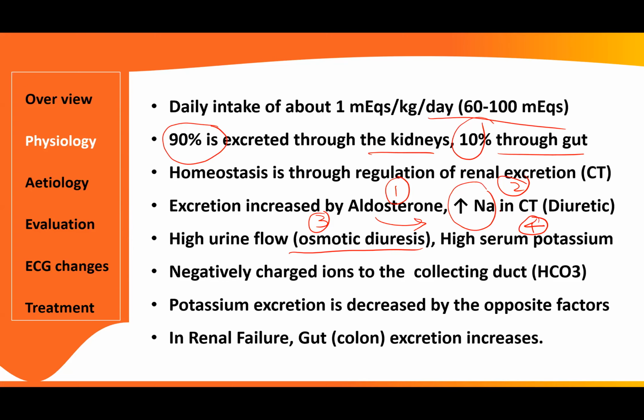Another thing is, if there are more negatively charged anions in the collecting duct, HCO3 is an important substance to keep the acid-base balance. The body tries to absorb the HCO3. In exchange, potassium is sent out. So when there is more HCO3, potassium combines with HCO3 to form potassium bicarbonate.